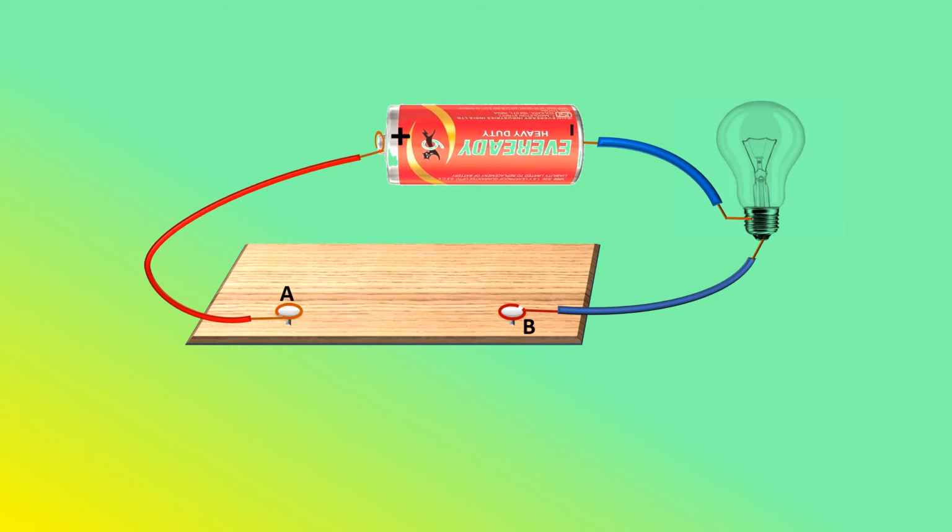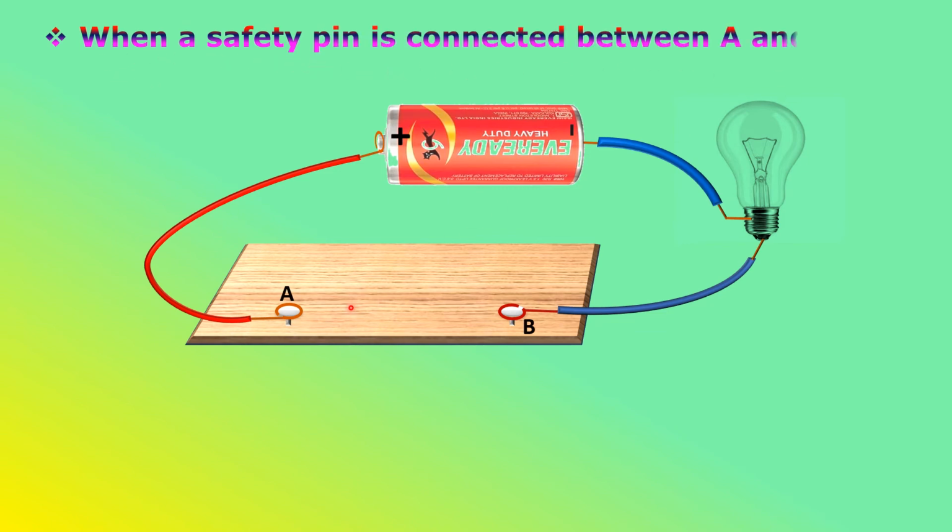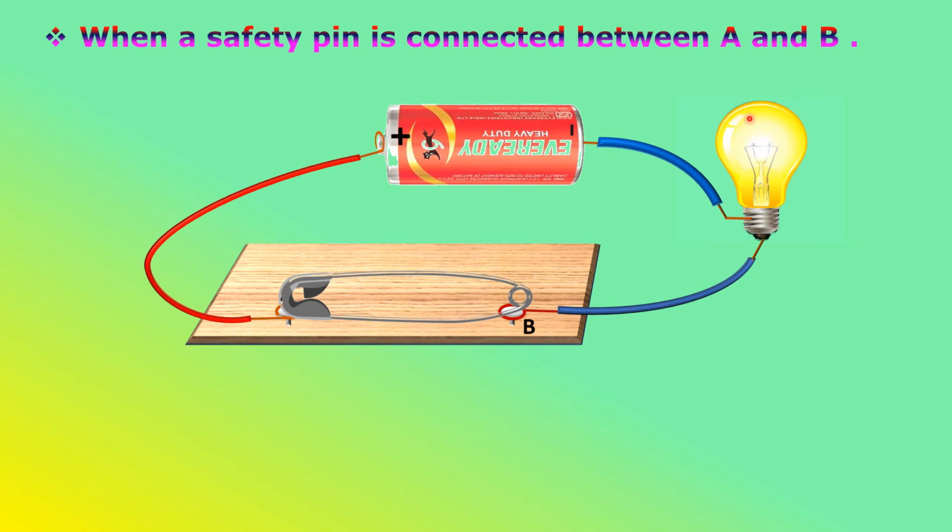Finally, I am going to connect a safety pin between A and B here. Let us check whether the bulb glows or not in this case. When a safety pin is connected between A and B, let us connect. This one is a safety pin. Yes, when the safety pin is connected, the bulb is glowing. The result is the bulb glows.